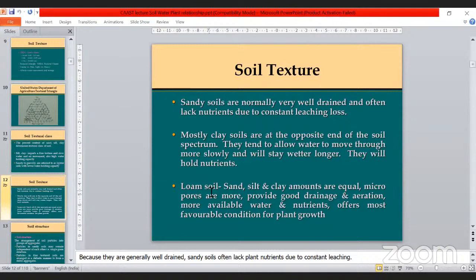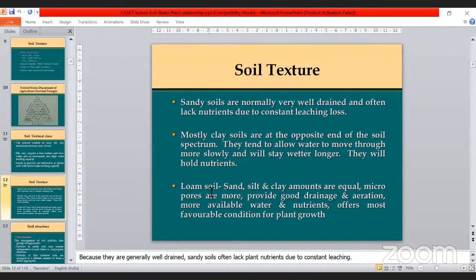Those soils which have high nutrient silty conditions, or clay texture, can be used. Mostly the clay soils are at the opposite end of the soil spectrum. They tend to allow water to move through more slowly and will stay wetter longer.